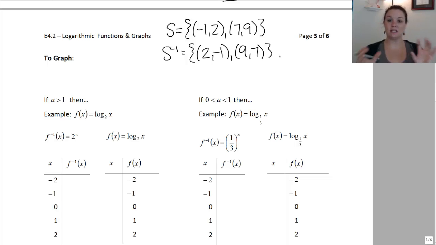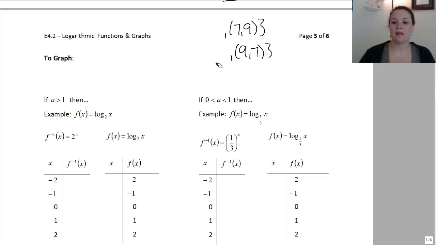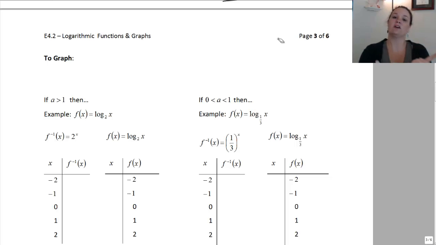So we're going to use this idea of inverses in that if we know all the ordered pairs of our original function, in order to get the inverse, we just swap all the x's and y's, and that gives us our inverse function. We don't know how to graph logs, but we do know how to graph their inverses. So what we're going to do is create a table of values for the inverse function, and then get the log function by swapping. I'm going to go ahead and write that out.